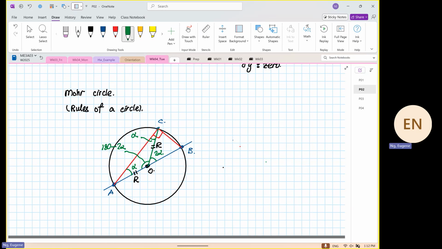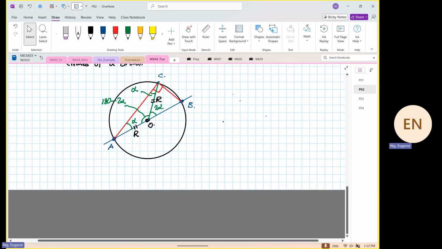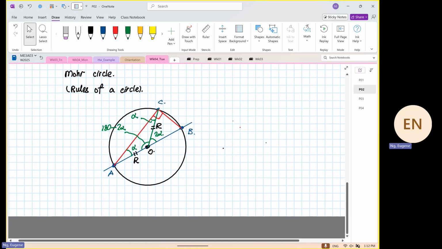So this is what we know as the rules of a triangle. There might be some other name. I just made that up. But I call it the rules of a circle.